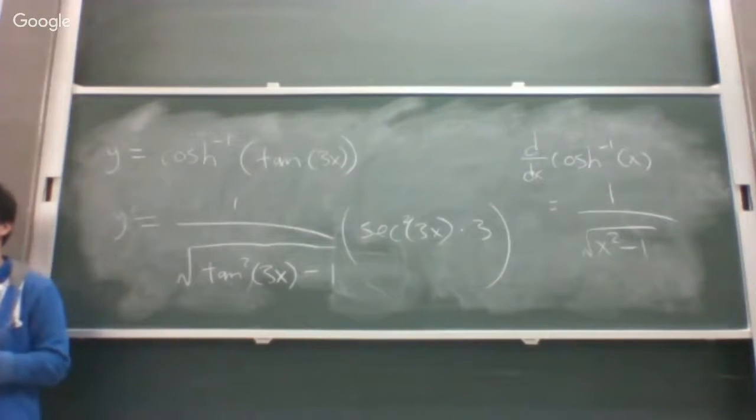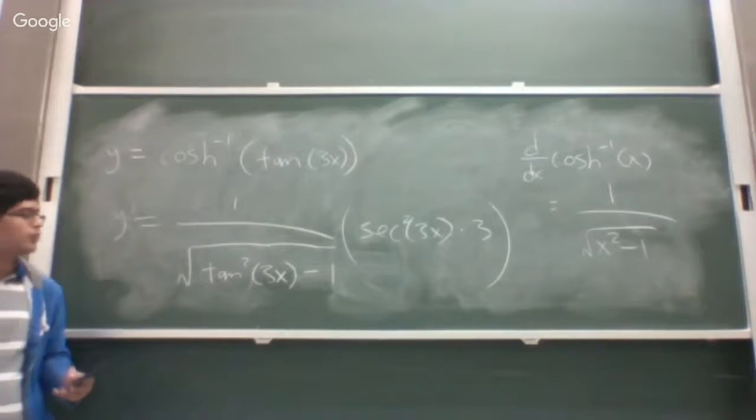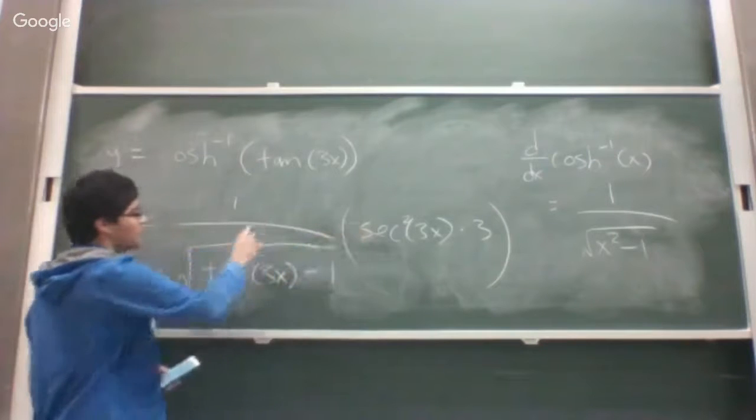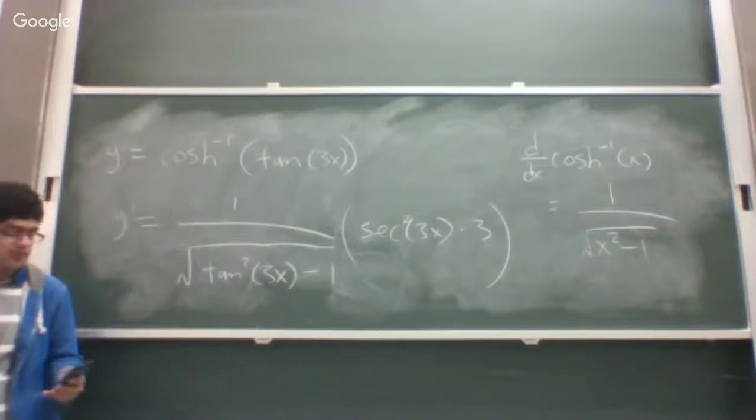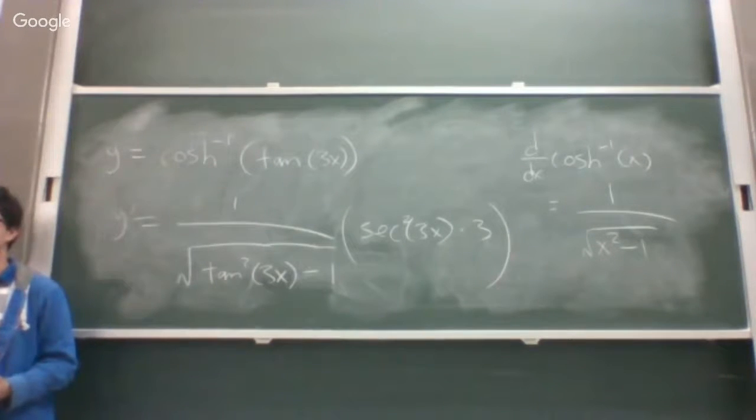Any questions on this? Not really. I mean, you can put this on top. But the identity is 1 minus tan squared.